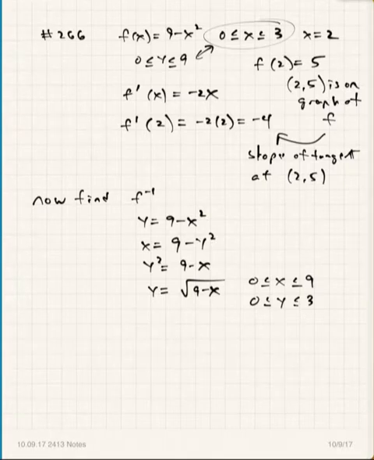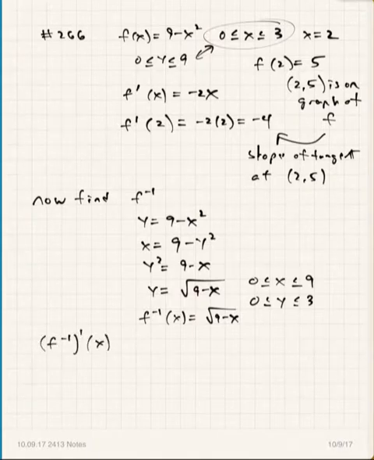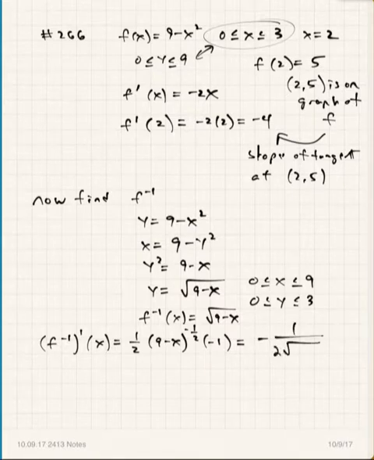All right, and so there's our inverse function. So f inverse, with the restriction that x is between 0 and 9, is equal to the square root of 9 minus x. All right, so now we find f inverse prime of x. That would be a chain rule problem. And that'd be 1/2 times 9 minus x to the negative 1/2 times negative 1. And so that would give you negative 1 over 2 times the square root of 9 minus x, like that.